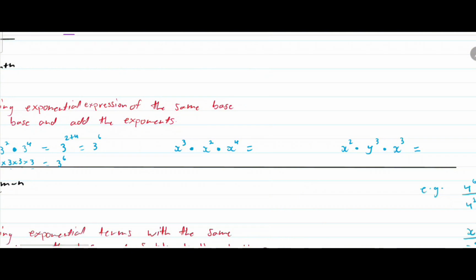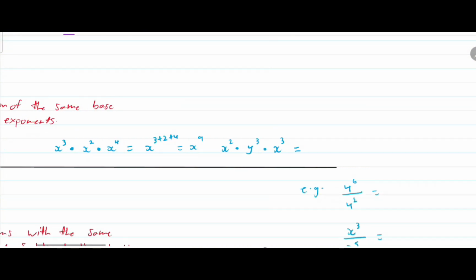All right. Let's say we had something else. x cubed times x squared times x to the 4th. Again, this is the same concept. We keep the base, we add the powers. It's going to be 3 plus 2 plus 4, which is going to be equal to x raised to the power of 9. Now for this guy right here, let me just draw a line here, separating it.